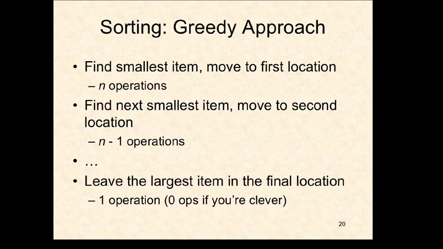This is selection sort. So selection sort can be thought of as a greedy sorting algorithm in that it does the best thing it can do right now. It finds the smallest unsorted one, swaps it with where it should be. Of the unsorted region, find the smallest of those, swap it with where it should be.